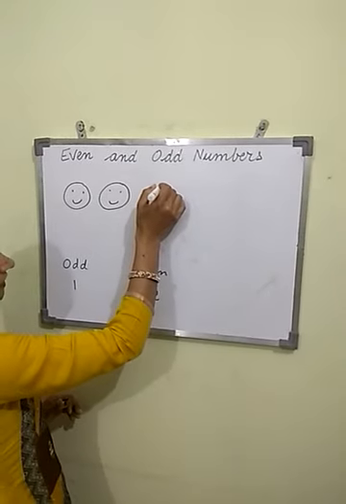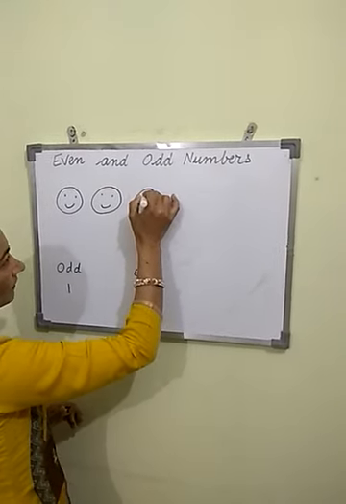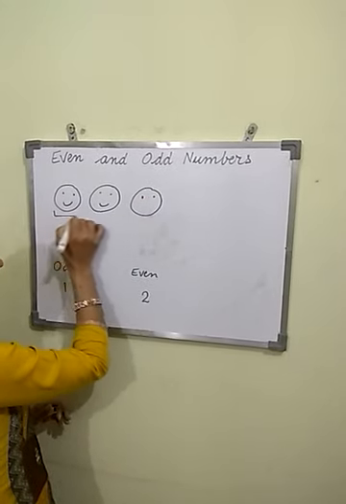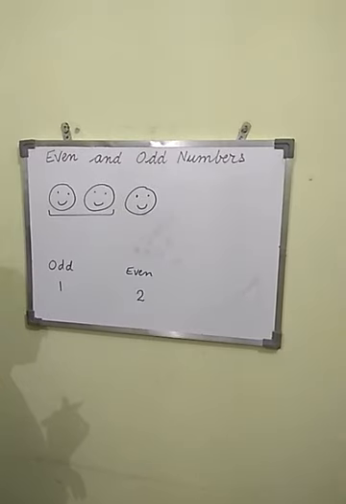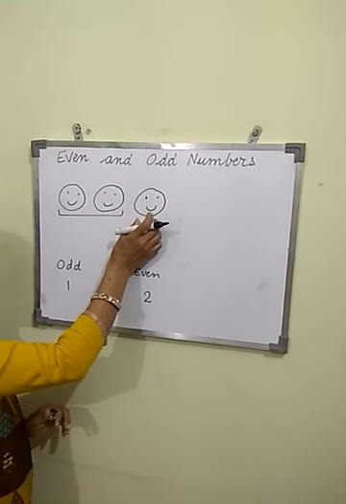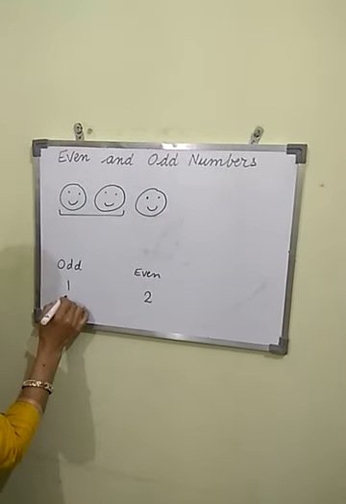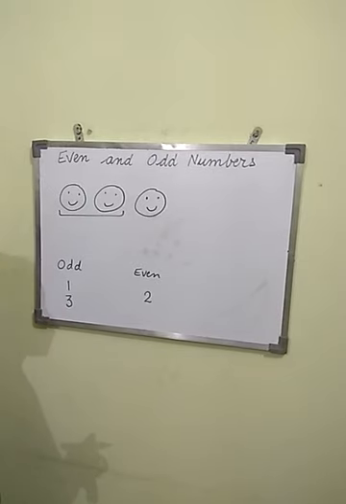Now Mr. 3 will come. Now they are in a pair. 3 is feeling alone, feeling odd. So 3 will come in odd.